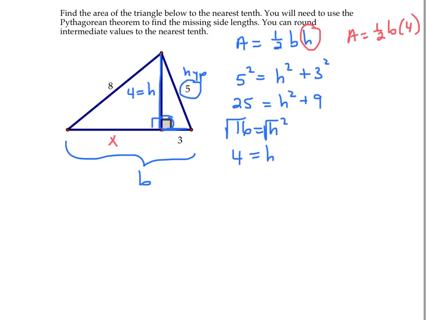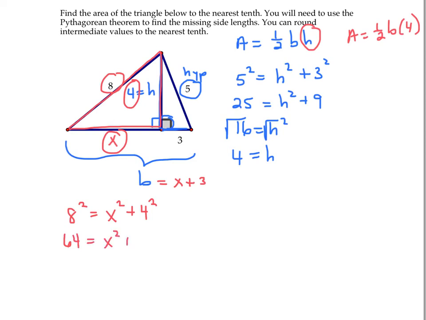So in order to find the base, that's the whole length of that missing side, we have to find the value of x and add 3 to it. So to solve for x, we're going to work with this little triangle on the left, and we would set it up in the Pythagorean theorem. This is my hypotenuse, so that 8 is going to be by itself. I'm going to do 8 squared is equal to x squared plus 4 squared. So we had to find the height, we had to find that 4, so that now we can solve for x. 8 squared is equal to 64. That's equal to x squared plus 16. Subtract 16 from both sides, and we end up with 48 is equal to x squared.